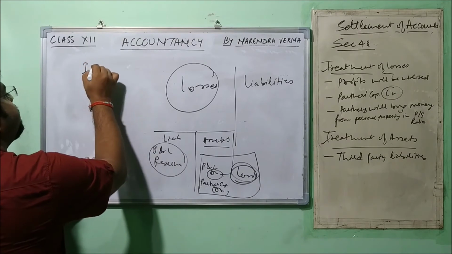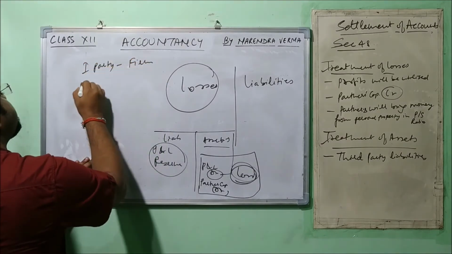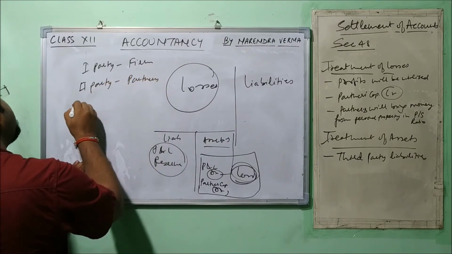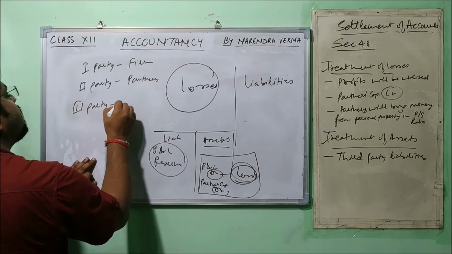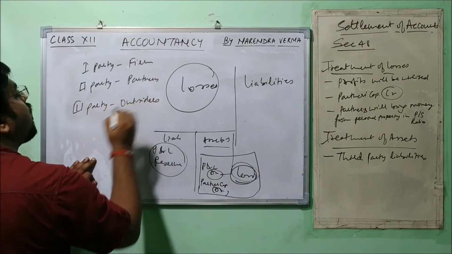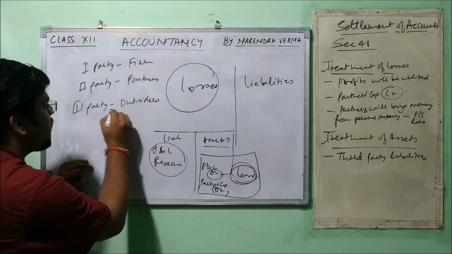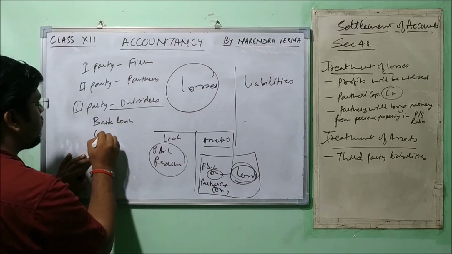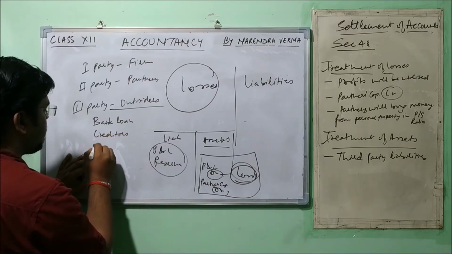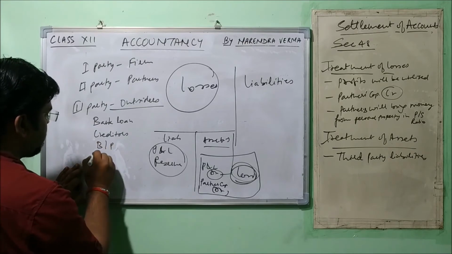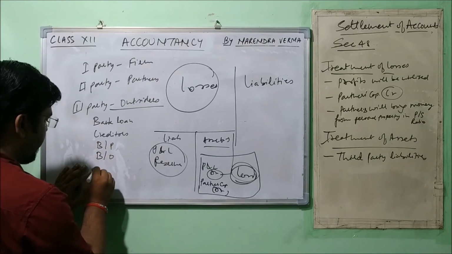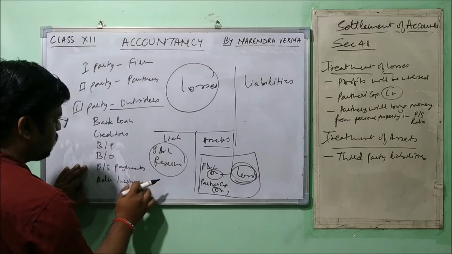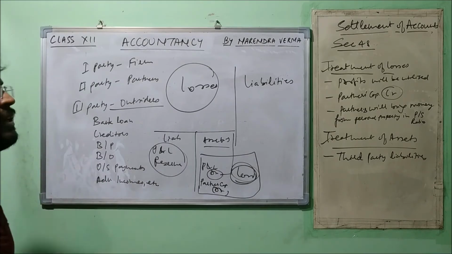See, first party is the firm, second party is partners, and third party is outsiders. Now who are these outsiders? I just make a list of that. Outsiders means bank loan, creditors, bills payable, bank overdraft, and outstanding payments, advance incomes, etc. These are the third party liabilities.